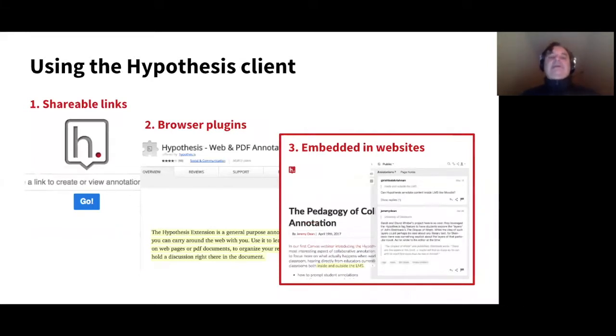So when you're actually engaged in annotation itself, there are a couple of different ways that you as a user, or your users if you're a publisher, could get access to the client. The one that we're going to be really focused on today is the idea of you as a publisher embedding that client in your website or publishing platform, so that users come to your publication and the client is already there, activated, waiting for them to start to use it.